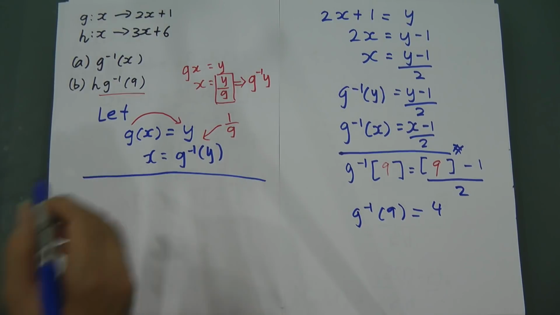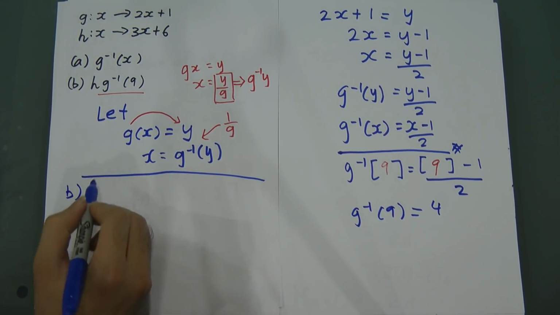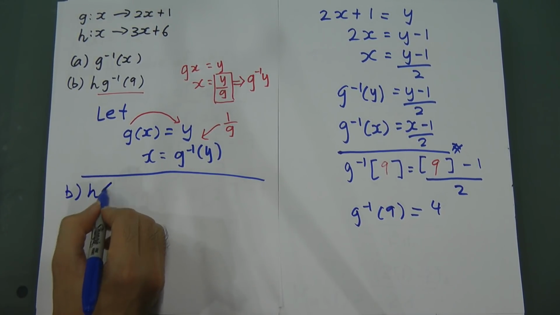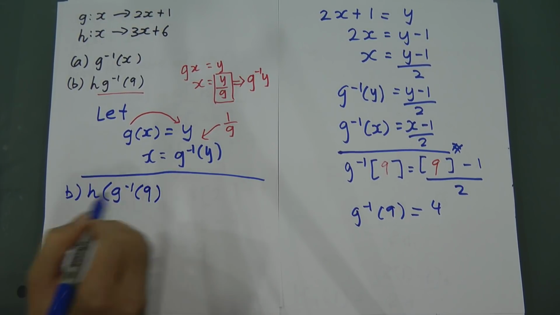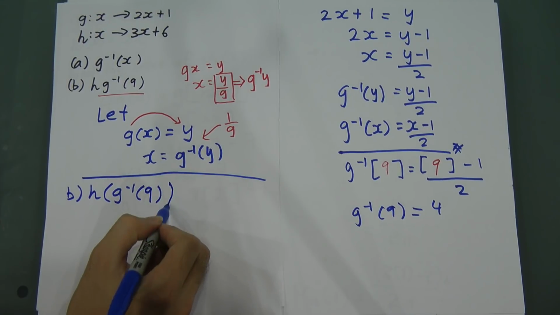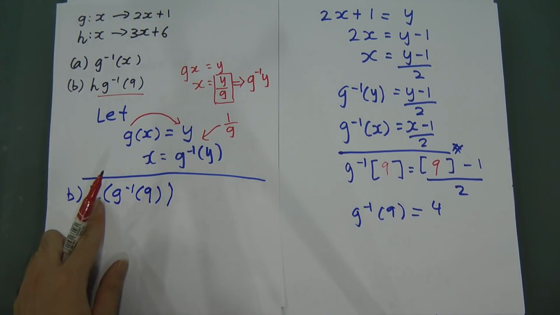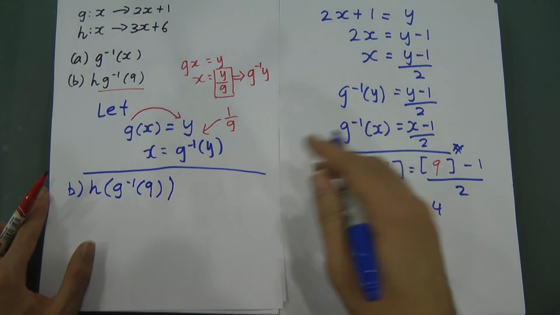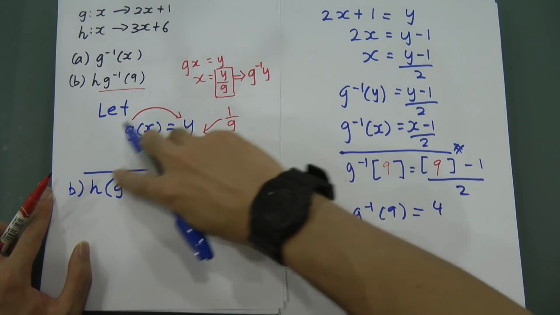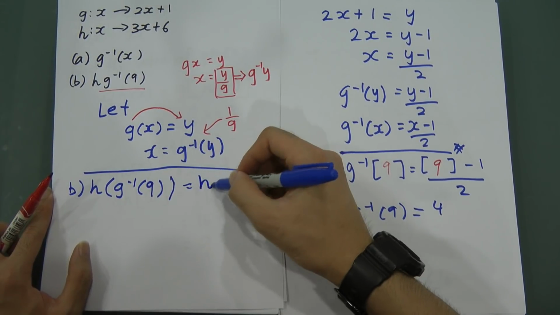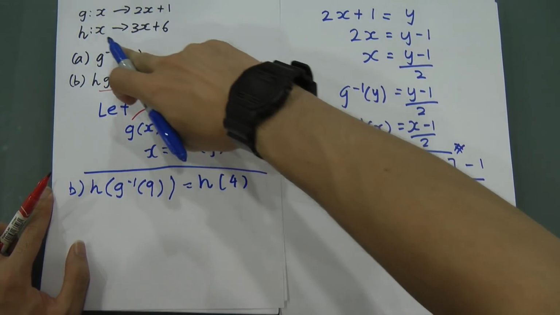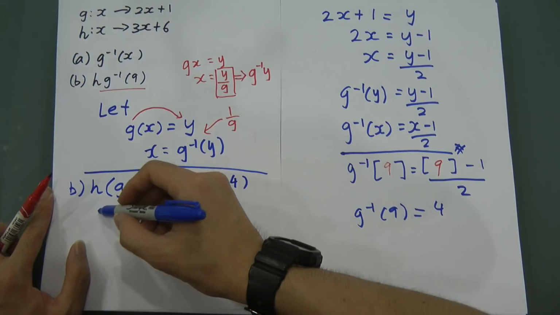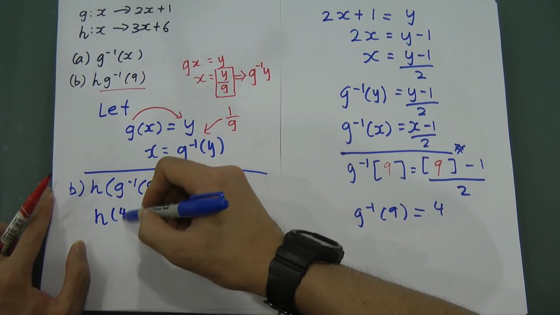So now for part B, what you want to find is h multiple g inverse 9. So h multiple g inverse 9, this whole thing becomes 4. So this is just h4. When h4, you just substitute hx here. So what happened to h4?